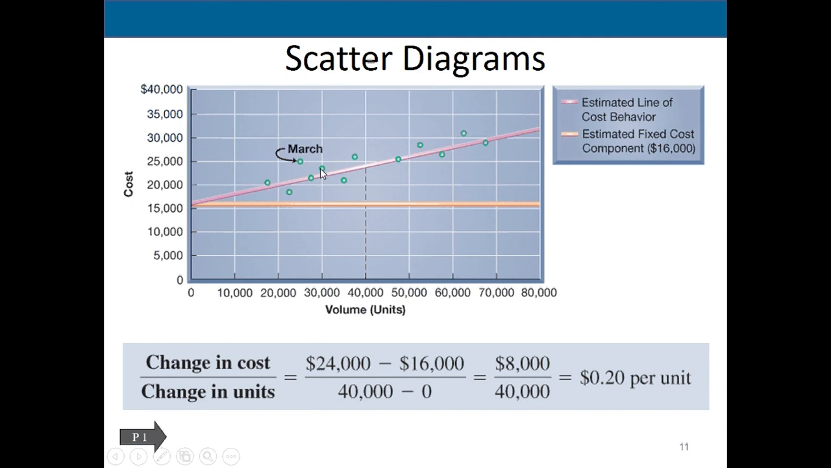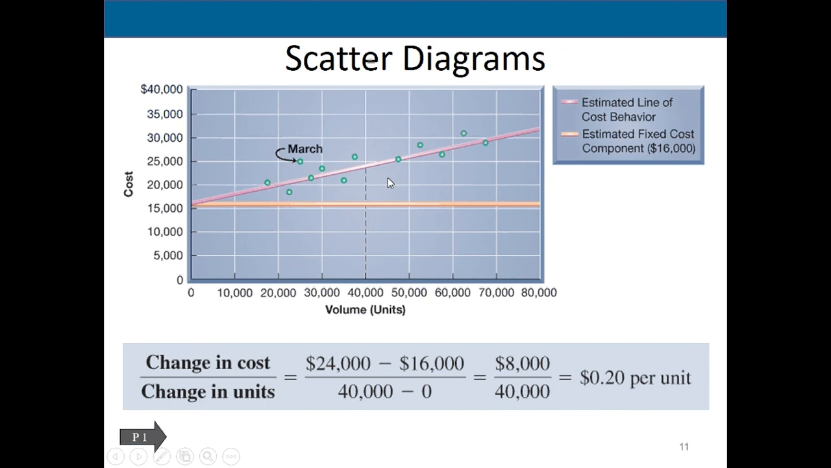1, 2, 3, 4, 5, 6, 7, 8, 9, 10, 11, 12. 12 months, right? So this one's March. You can kind of see how it goes on. But that's total cost, right? And what happens is we're supposed to take total cost because that's the only number we have. And we're supposed to put these dots on a graph. Okay, and what's this saying? This is saying that at March at around 25,000 units, our cost was $25,000. Okay, that's what it says. Whatever month this is, at about 30,000 units, our cost was somewhere about, I don't know, $24,000.